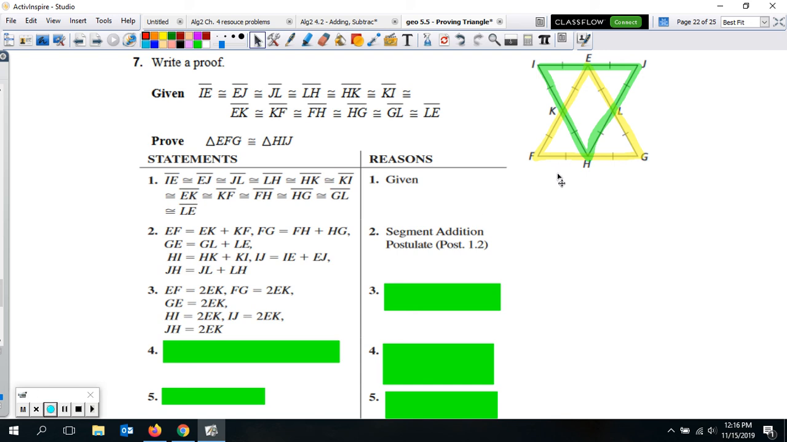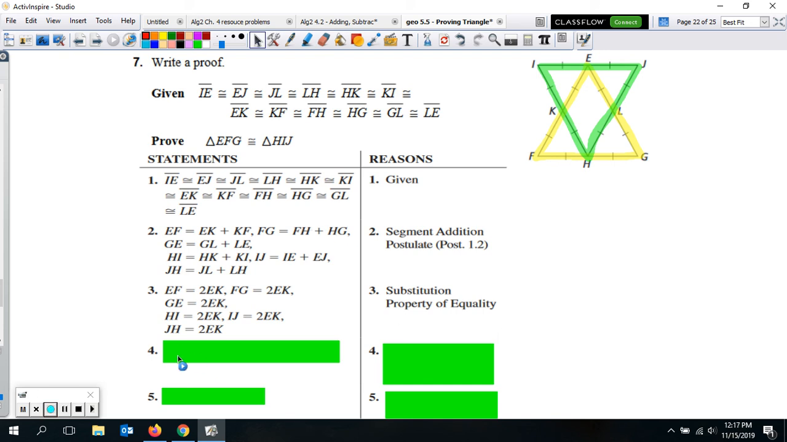Now they just chose to use EK. Why they chose EK, I don't know. You could have chosen any of these other ones to use, but they just chose E and K. Maybe because it was the first one that they used right here, possibly. So FG is equal to 2 EK, GE is equal to 2 EK, and the same thing goes all the way through it. So again, what did we just do? We just did the substitution property. We substituted EK in for all of these. EK here, that means 2 EK. These are both also EKs. EK was substituted in for these two, so now 2 EK here. So that's what we just did.